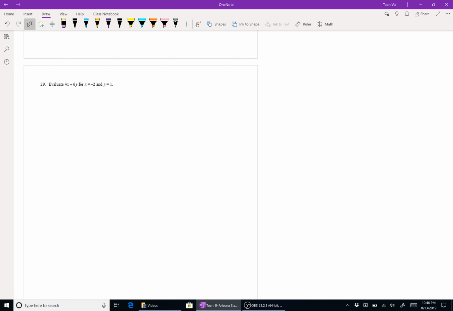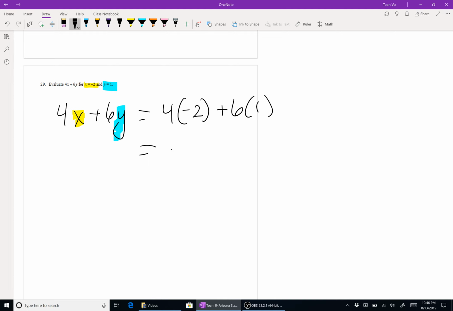29 is the evaluation problem. Wherever you see an X, put a -2. Wherever you see a Y, put a -1. So 4X plus 6Y. Again, X is the yellows, Y is the blue. Wherever I see those letters, I substitute the numbers with parentheses. So instead of X, put a -2. Instead of Y, put a -1. And then you just do math.